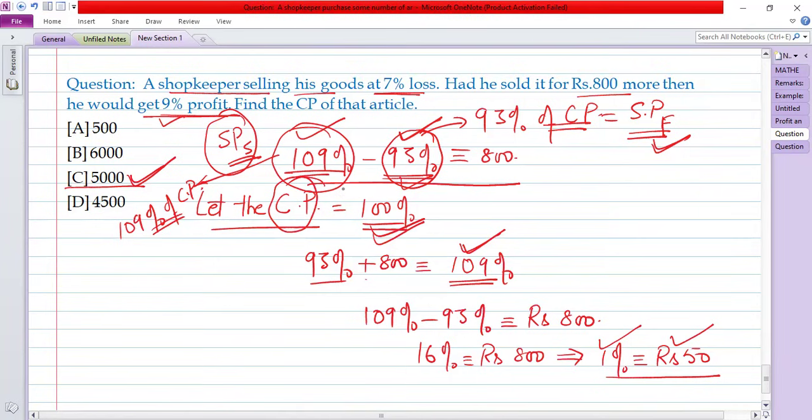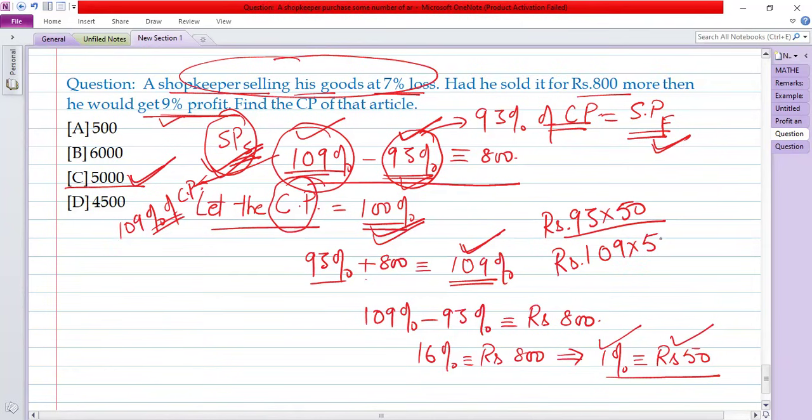Actually, in this question, various other questions are available. Someone may ask what was the first selling price. Even this question is possible. It will be 93 into 50, this much rupees. And even the second selling price may also be asked. It will be rupees 109 into 50. Even these questions are available in the same type. Please mind this thing.